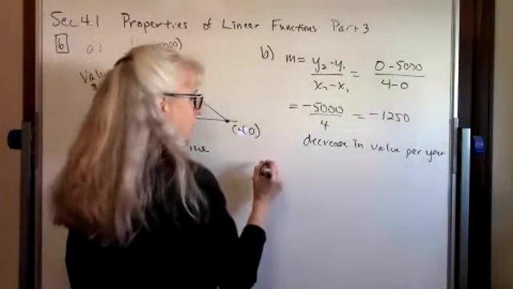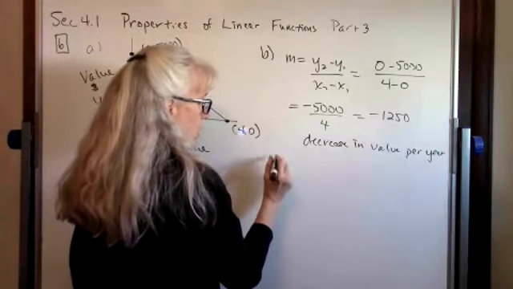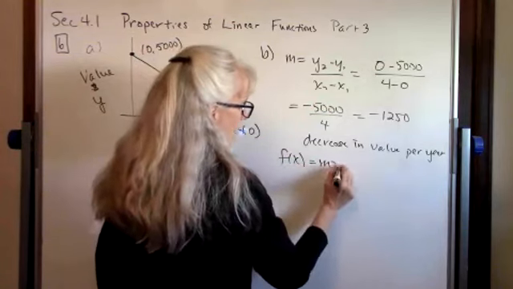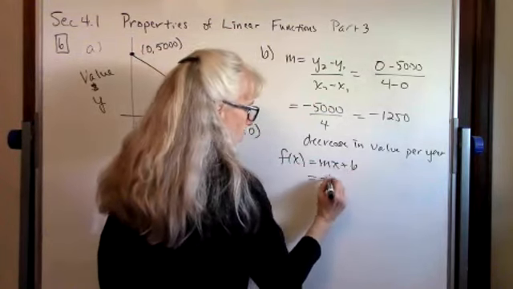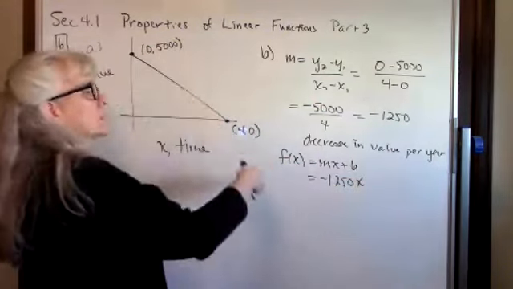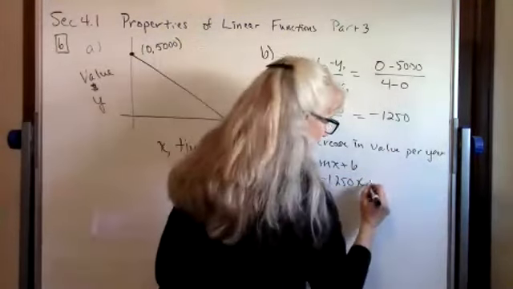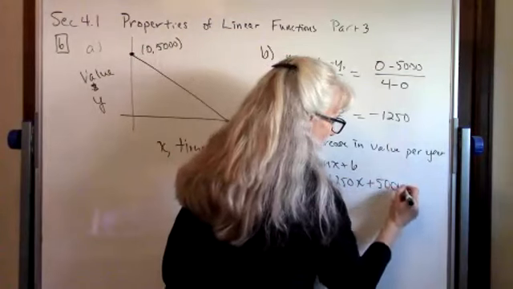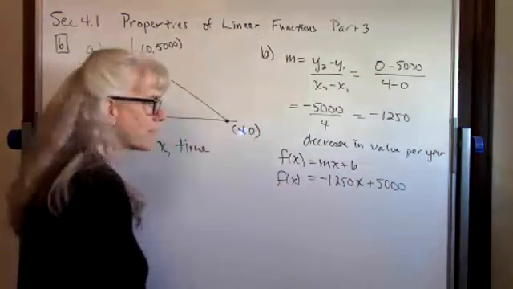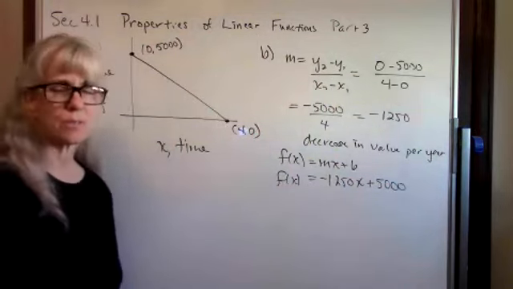But they're asking for a linear function, so now we need to write the equation. So again, we'll go back to f of x equals mx plus b. We just figured out the slope. It's a negative 1250. And again, we know it's negative because we can see the line going downhill. Plus the y-intercept. Well, they gave me the y-intercept at 5,000. So it's probably the easiest line we'll ever write in our class. So f of x equals negative 1250x plus 5,000.